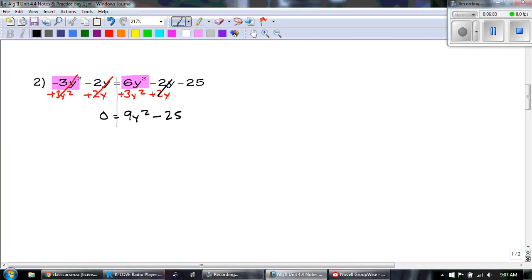So how do I break this down? It's not a trinomial, it's a binomial. There's no GCF, and I can't split the middle terms. But what I can do is the difference of two squares. Both of these are perfect squares, and we have subtraction.